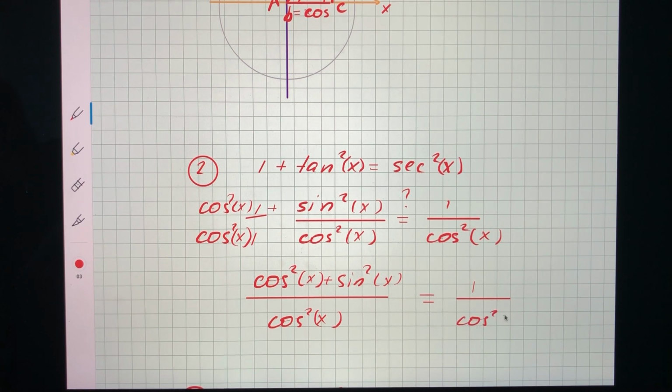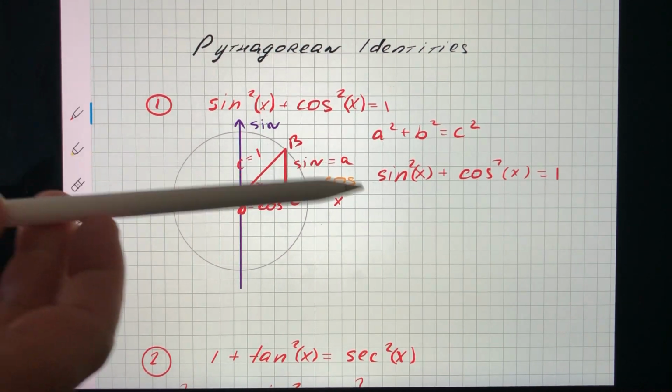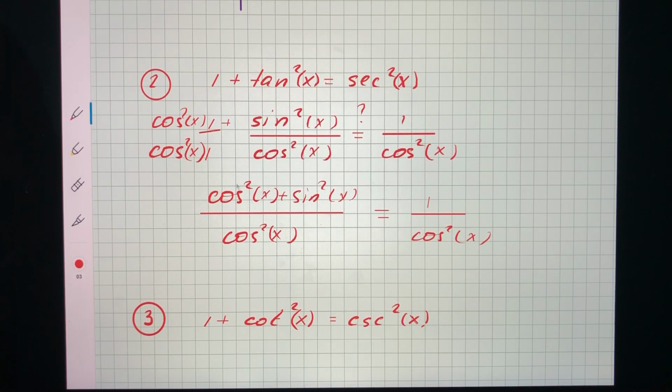Well, on the top we have cosine squared plus sine squared, and we know just from the previous work that that equals 1. And so we can replace the cosine squared plus sine squared with a 1. And we get exactly the same expression on the left side as we do on the right side. And so we have verified the identity.